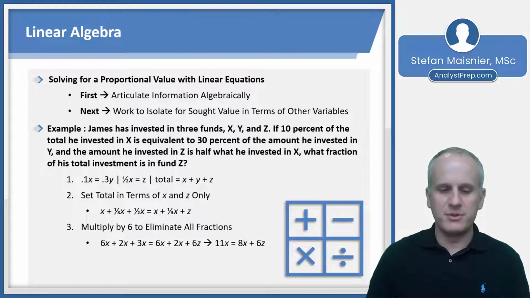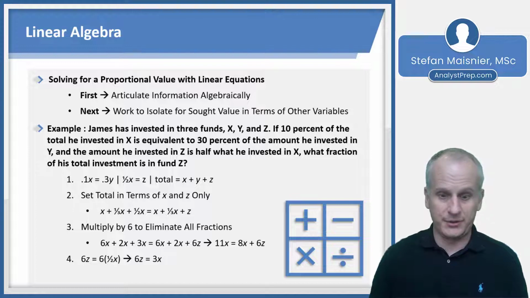We combine the like terms, we get the 6x plus 2x plus 3x on the left-hand side to equal 11x, and that's going to be equal to 8x plus 6z. So then we can see that 6z is going to be equal to 6 times 1/2 x, or 6z is equal to 3x. And that's exactly what we saw, right? The 6 times 1/2 x is equal to 3x, as well as if we just subtract the 8x from the 11x, we get the exact same thing. And that is kind of your check as well to make sure that your algebraic manipulation is on point.